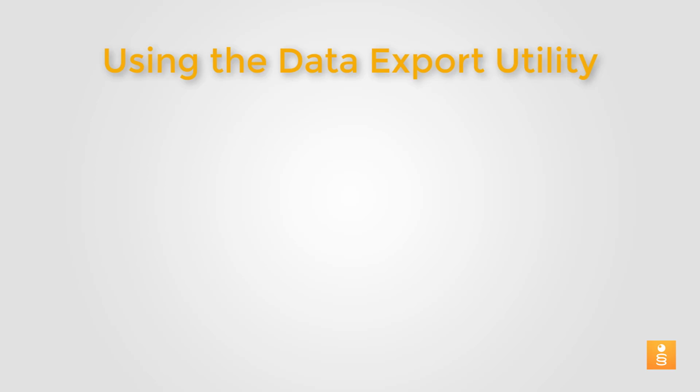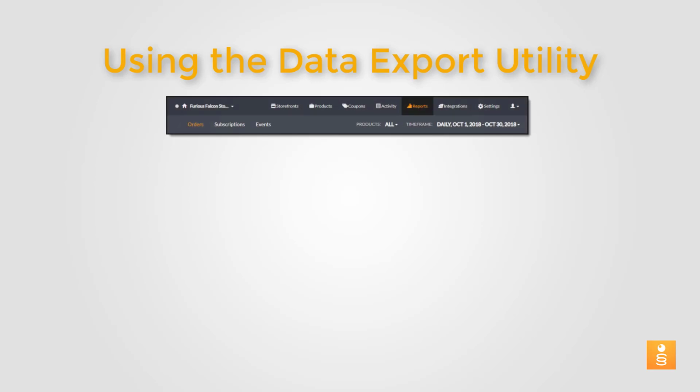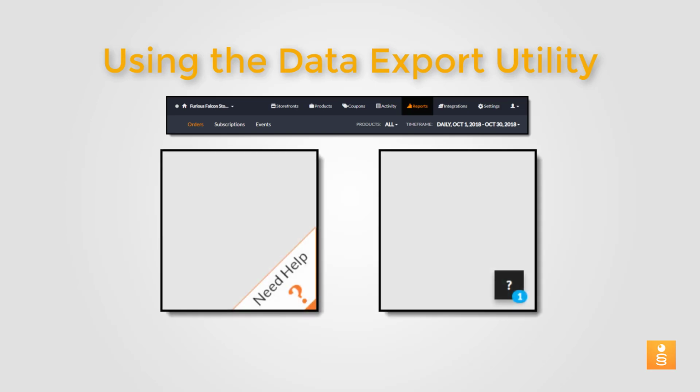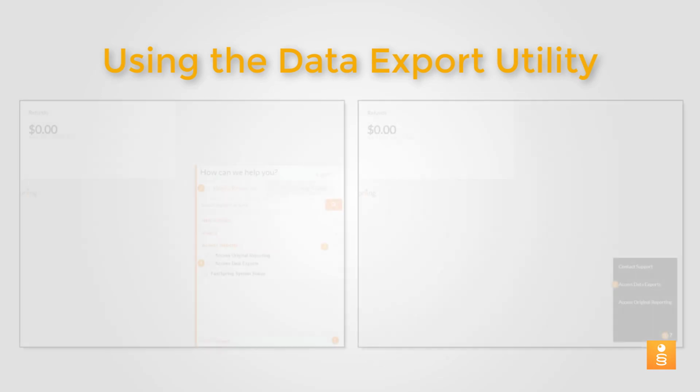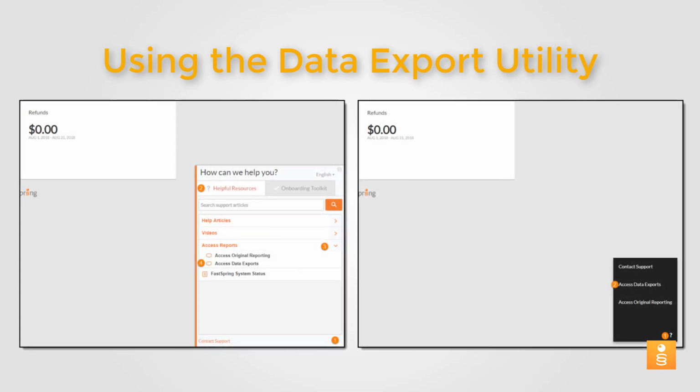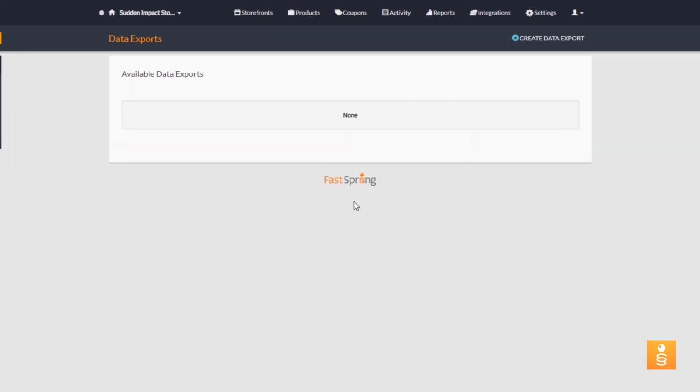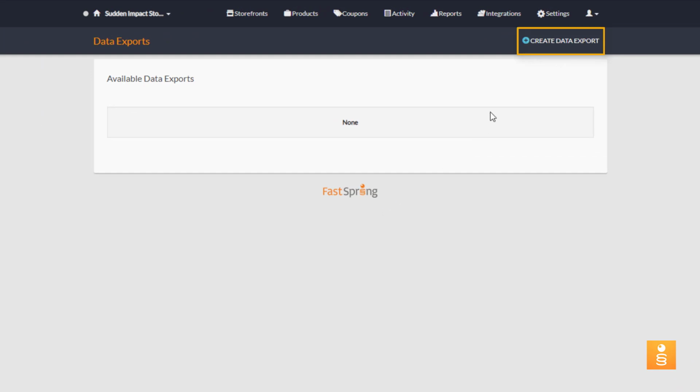Now let's take a look at the Data Export utility. While viewing any tab of the Reports menu, click the question mark icon at the bottom right-hand corner of the page. In some stores, you will see an orange and white help icon, and in others, you will see it in gray and black. These illustrations show how to access data exports for each scenario. To get started, click Create Data Export.